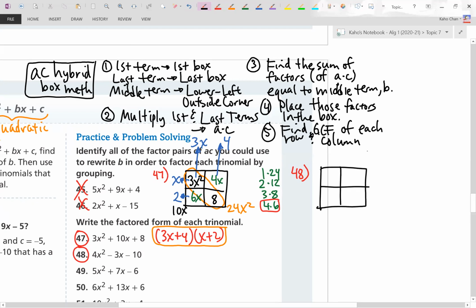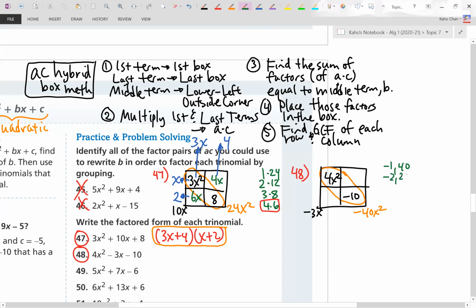First term, first box. Last term, last box. Middle term, lower left-hand corner, outside corner. All right, multiply step 2. Multiply those together. Negative 40x squared. You can do mental math here. This is kind of an interesting problem. Number 48 has a minus sign, which means one of the factors is negative, one of them is positive. So think of all the possible ways of getting negative 40, like negative 1 and 40, that when added together will give me negative 3x. That's the target, okay? Nope, not there.